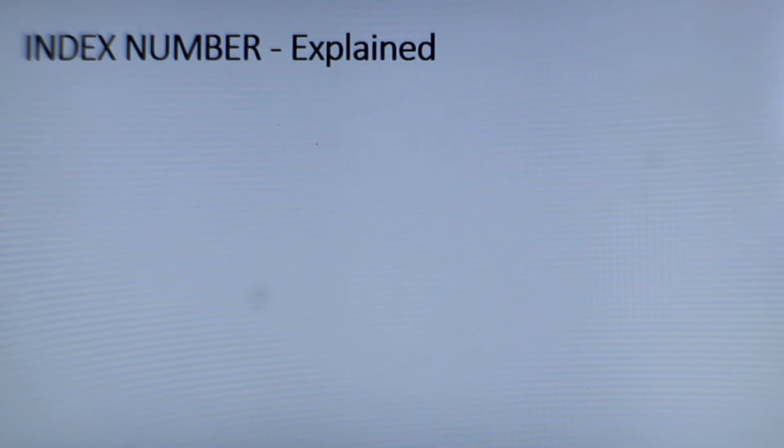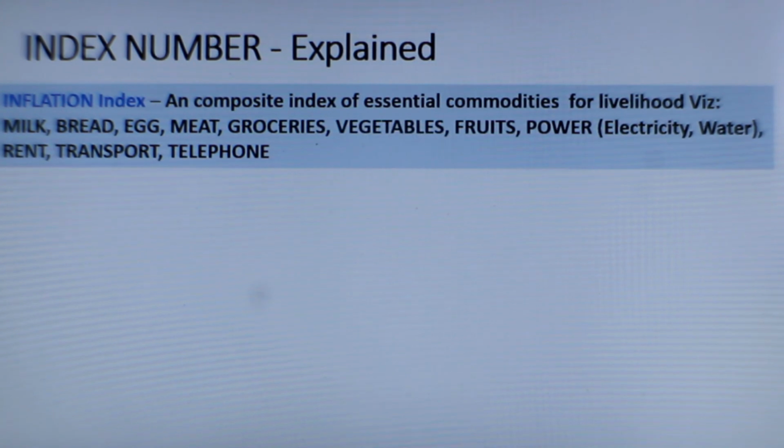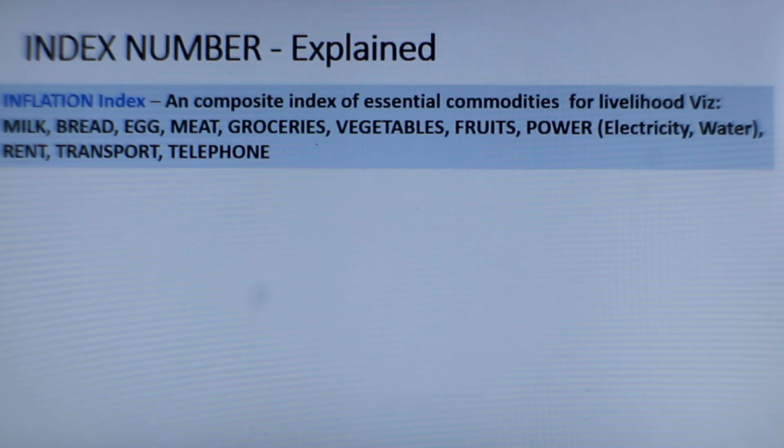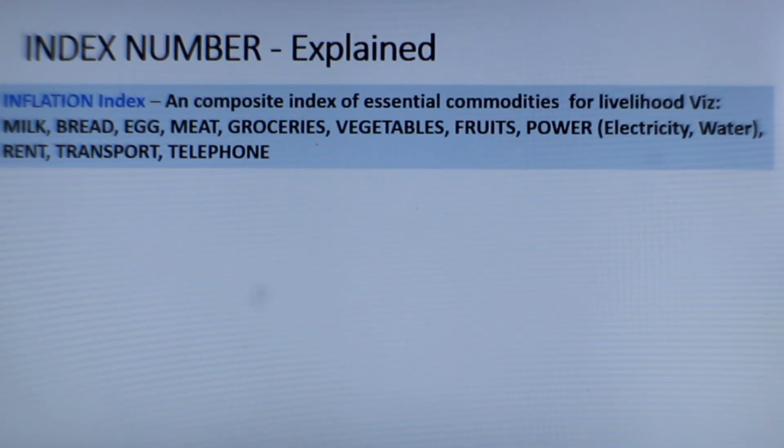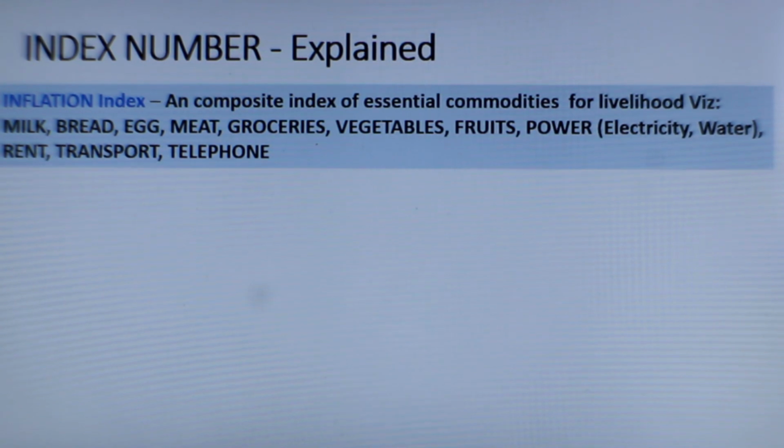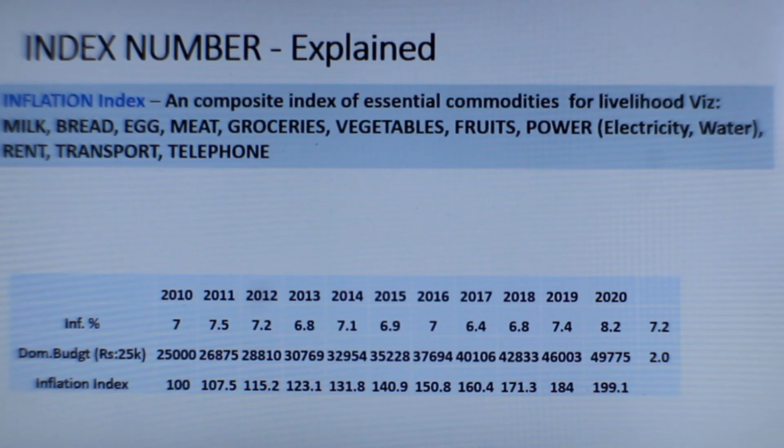Now let us understand a little more about index numbers by way of an example. Let us consider the inflation index, a composite index of essential commodities for livelihood. Milk, bread, egg, groceries, vegetables, power, transport, all these things are part and parcel of our life, and this is what is reflected in the inflation index. Rather, we talk about inflation. Inflation is 7%, inflation is 10%. Now let us see by way of a simple example and understand all elements of index numbers.